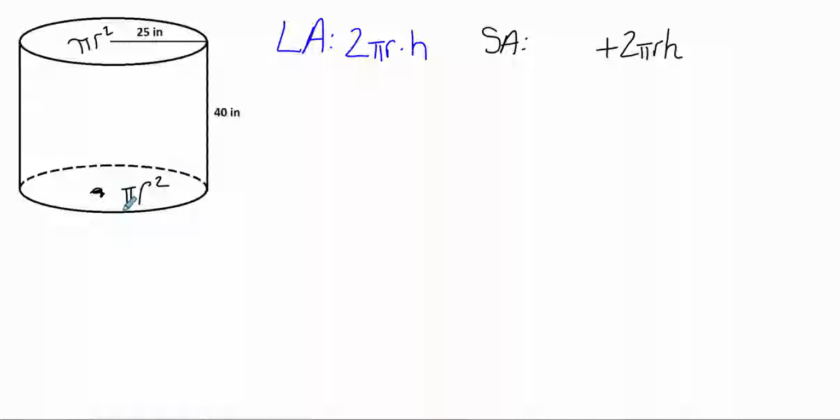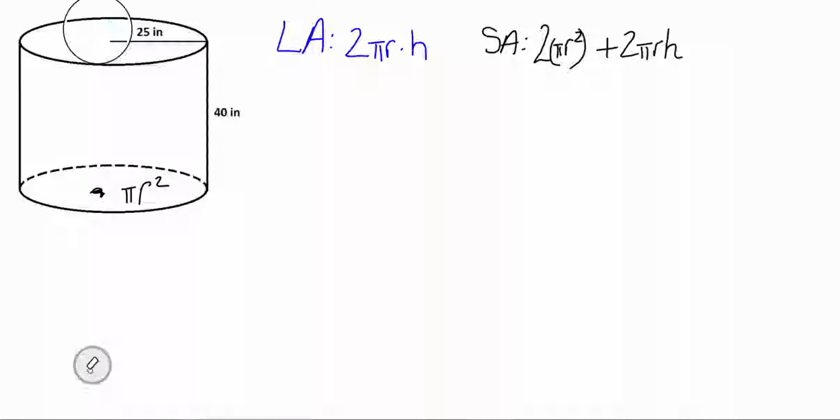So instead of writing this twice, I'm just going to take pi r squared and multiply it by 2. Some people like to put a parenthesis around this to separate the fact that they're taking 2 times the area of a circle. It's not necessary, but you can if you want to.